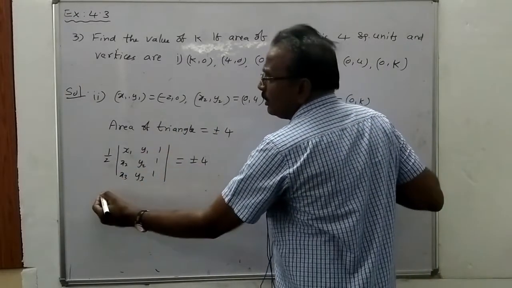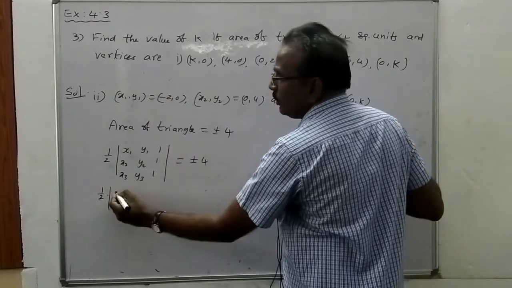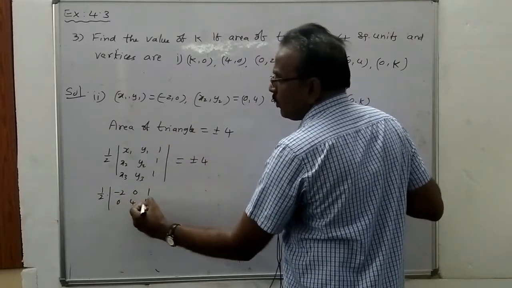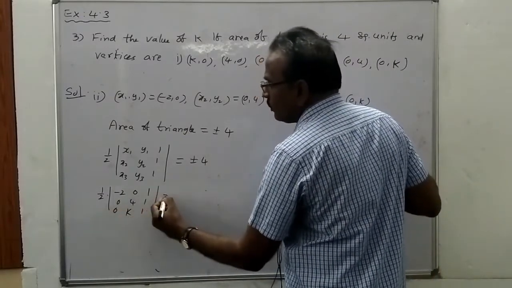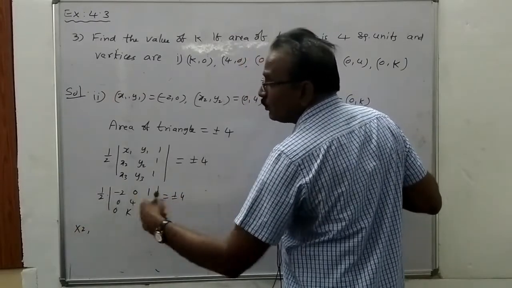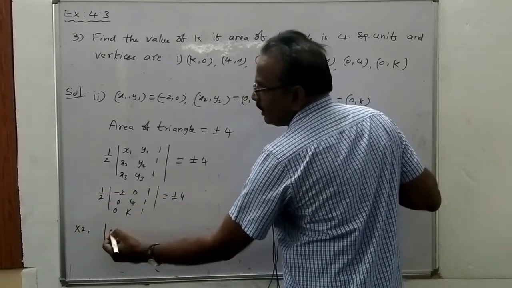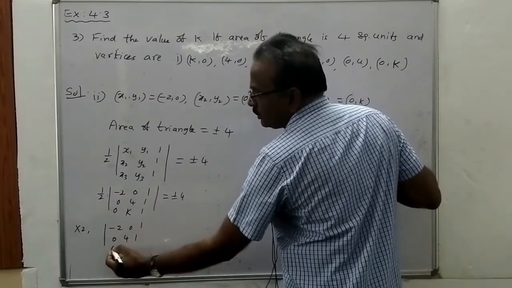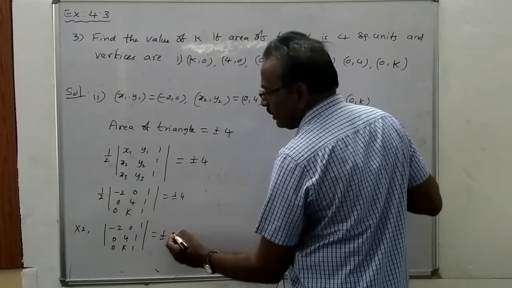Here substitute half into the determinant of x1 y1 which is minus 2 comma 0, 1, x2 y2 which is 0, 4, 1, and x3 y3 which is 0, k, 1, is equal to plus or minus 4. Multiply 2 on both sides, so the 2 cancels. So the determinant of minus 2 0 1, 0 4 1, 0 k 1 is equal to plus or minus 8.